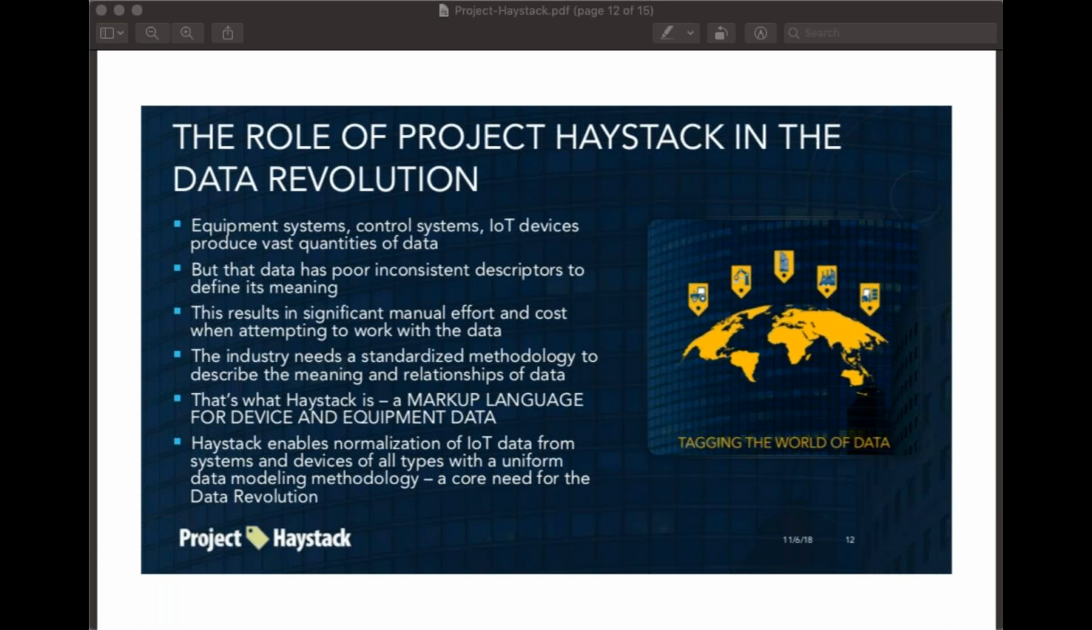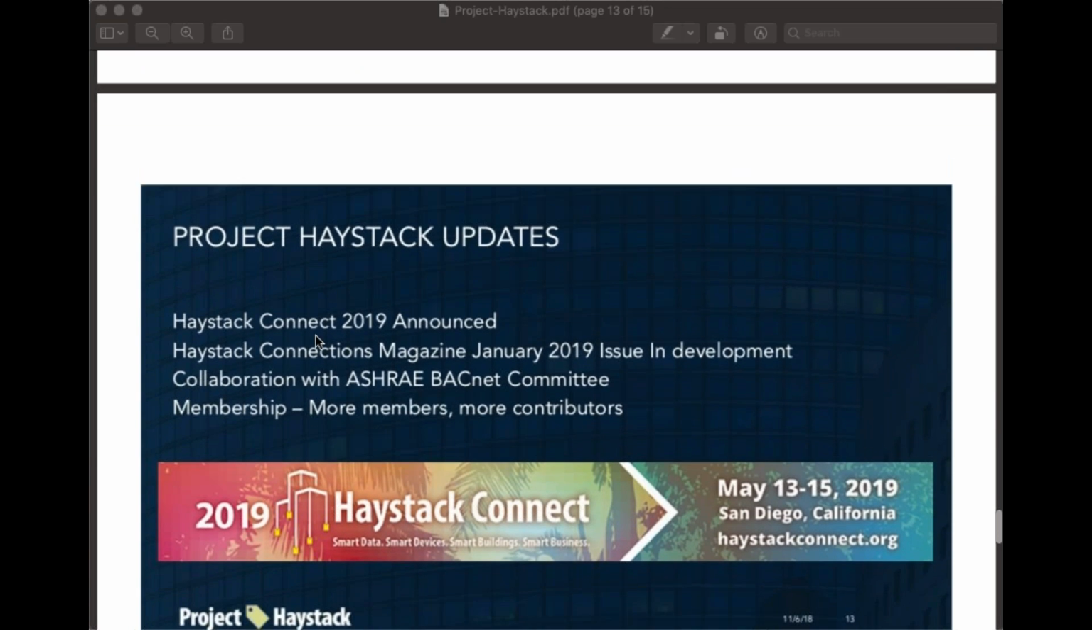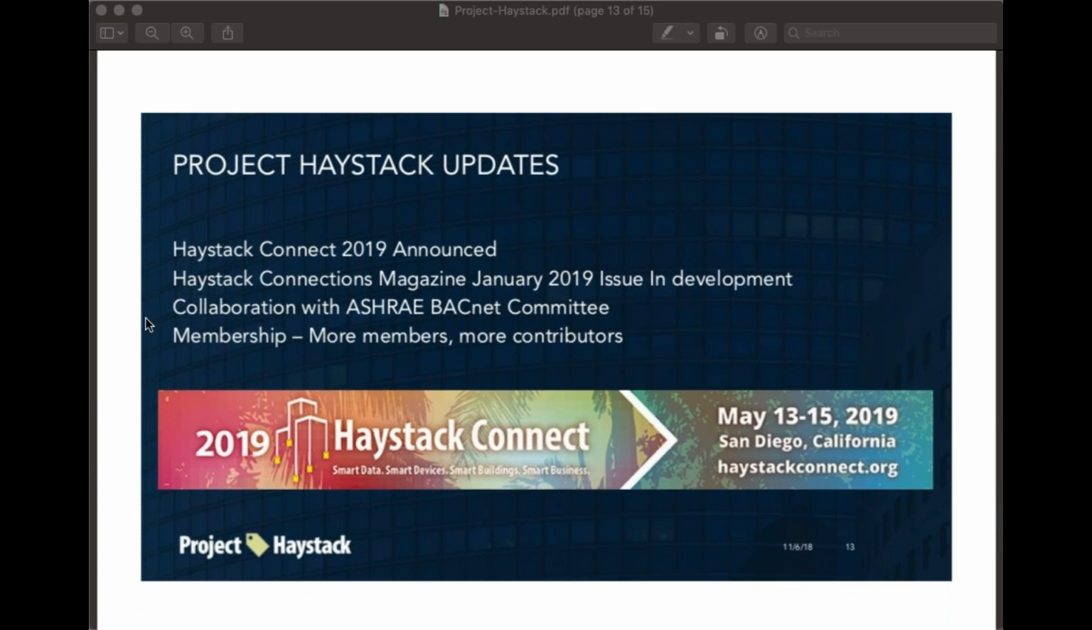So a quick update here, and then we'll have plenty of time for questions. If we go to the next slide, we're going to give the audience a little bit of an update of what's happening with Project Haystack. So the organization continues to move along well and continues to see good adoption. One of the most important announcements we have is that Haystack Connect, our biennial, every other year conference, has been announced for May of 2019.